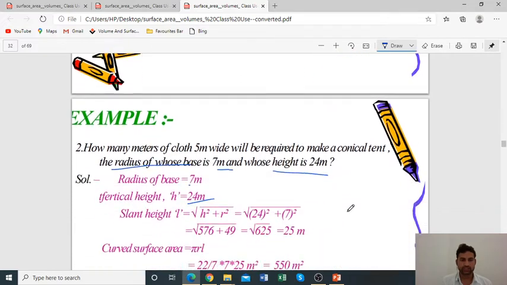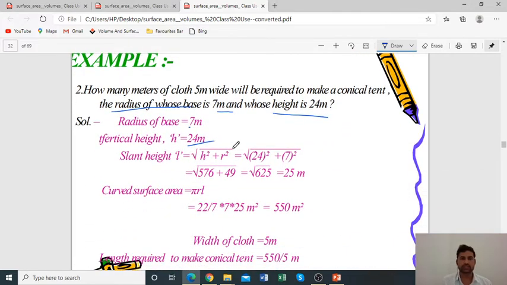Okay, so we find out slant height L is equal to root of height square plus r square. So height value is 24. So square of 24 plus square of 7, under root. Square of 24 is 576 and square of 7 is 49. So add, root of 625. So slant height is 25 meter. And formula of curved surface area is pi r L. Pi value is 22 upon 7 multiplied by 7 multiplied by 25. So curved surface area of conical tent is 550 meter square.